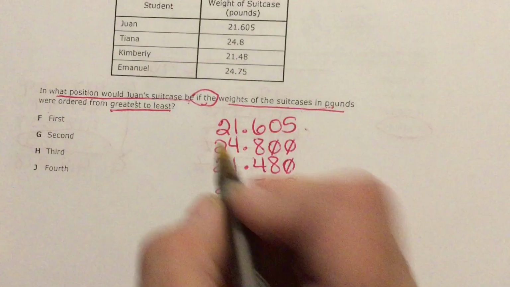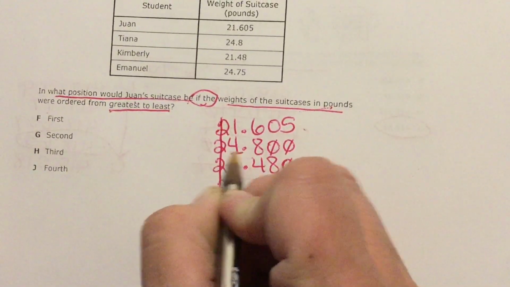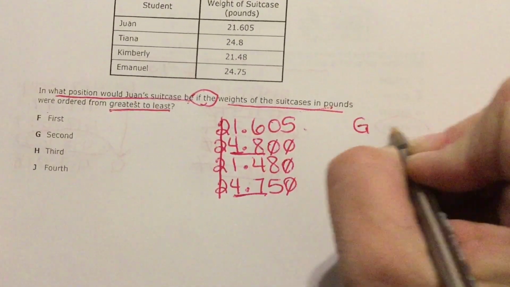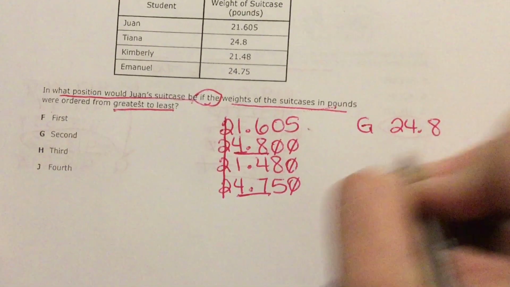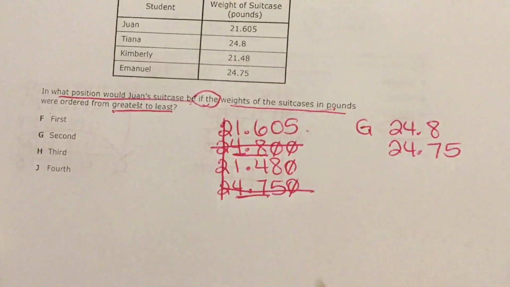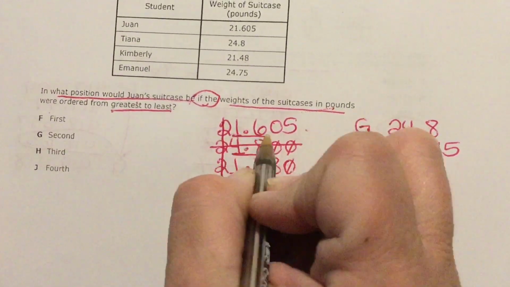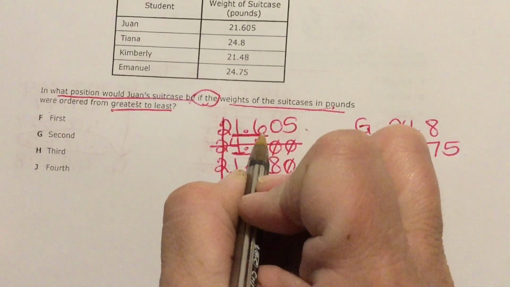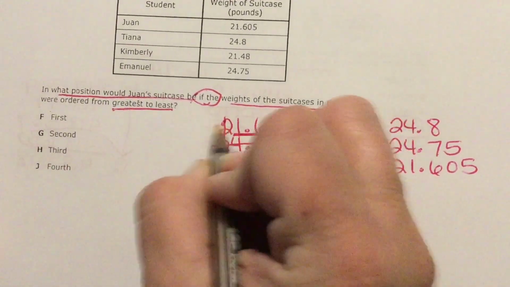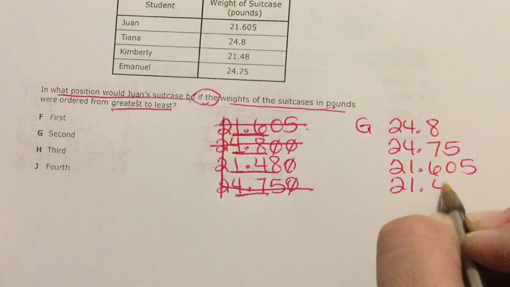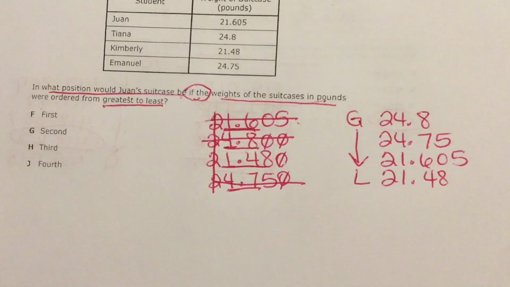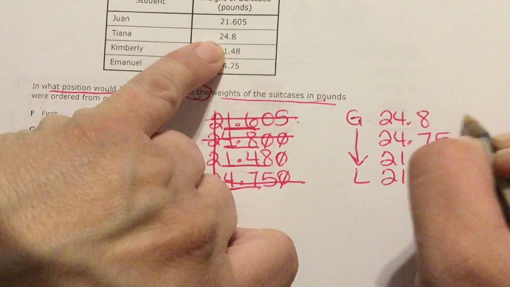All right, so we're going greatest to least. So 2, 2, 2, 2 is all the same. 4 and 4 are the biggest. So 4.8, 4.7. So greatest is going to be 24 and 8 tenths. And then 24 and 75 hundredths. And then we have 21 and 21. So 6 and 4. 6 is going to be the biggest. So 21 and 605 thousandths. Followed by 21 and 48 hundredths. So we went from greatest to least. So 24.8 was Tiana.